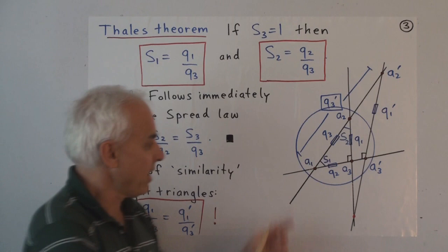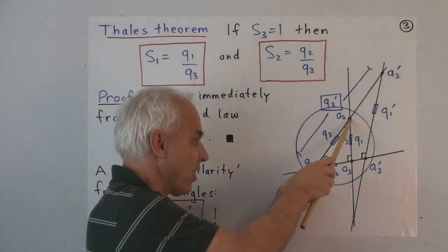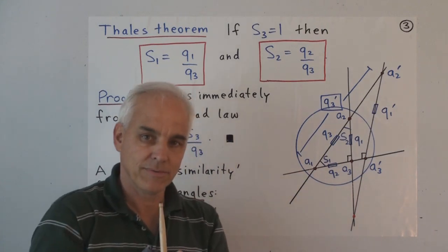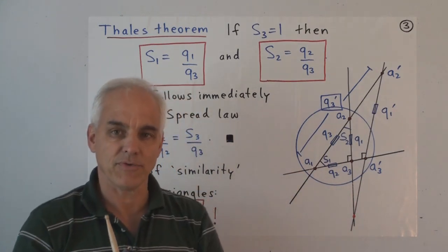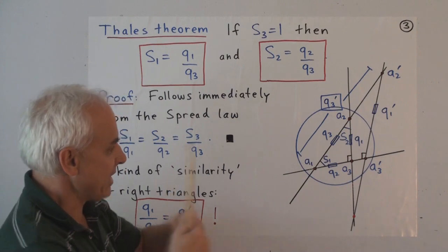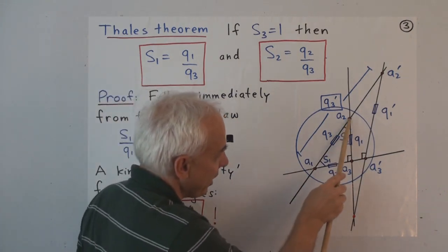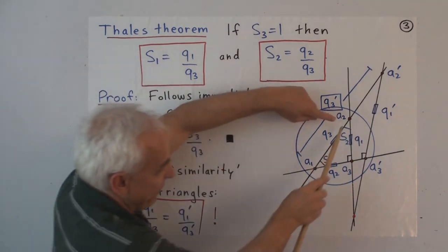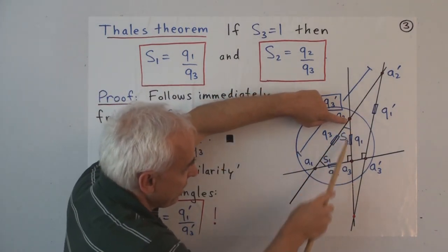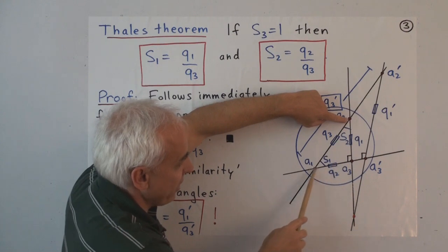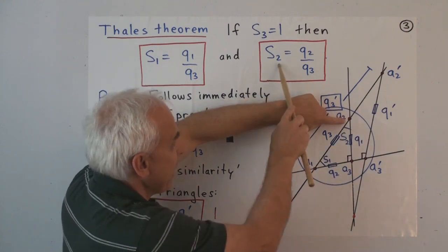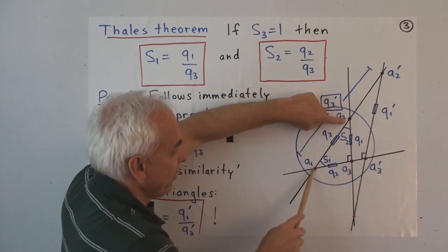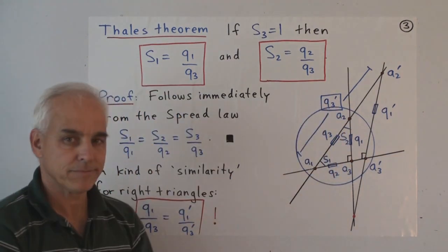Thales' theorem is saying that the spread S1 is the opposite quadrants divided by the hypotenuse quadrants. It's just a ratio of two quadrants. And exactly similarly, from the point of view at A2, we're interested in this spread S2. Then we also have another right triangle here. Now from this point of view, the opposite quadrants will be this one. The hypotenuse is still this. S2 is Q2 over Q3. This quadrants divided by this quadrants.